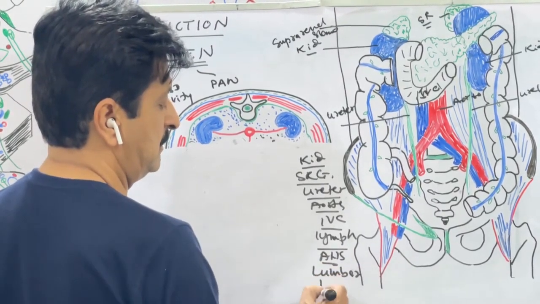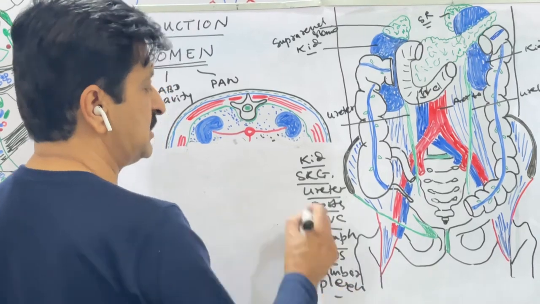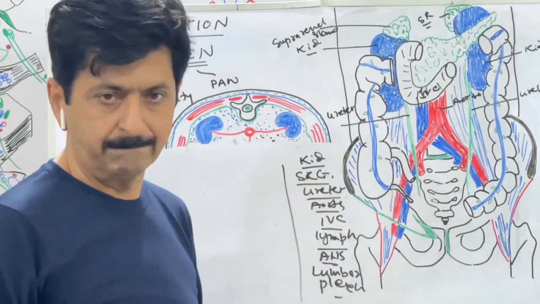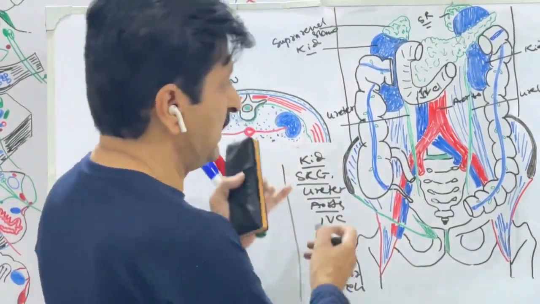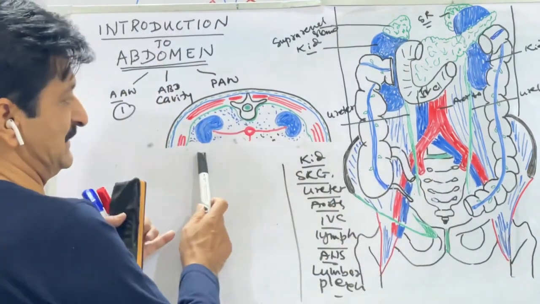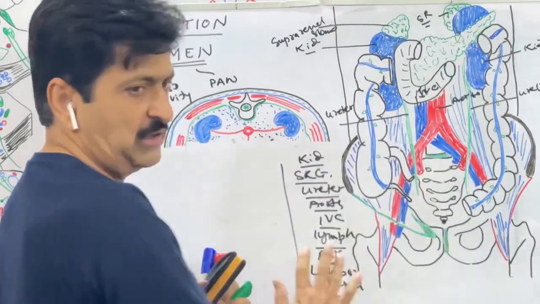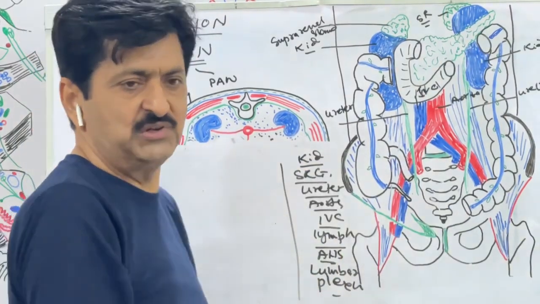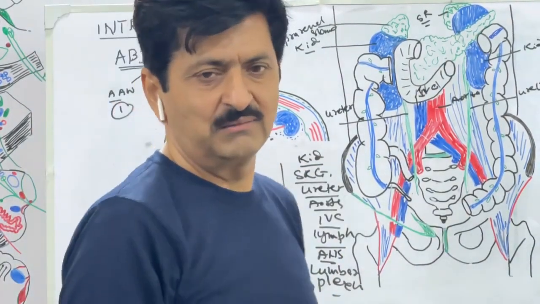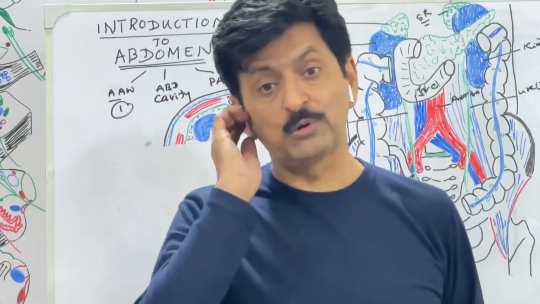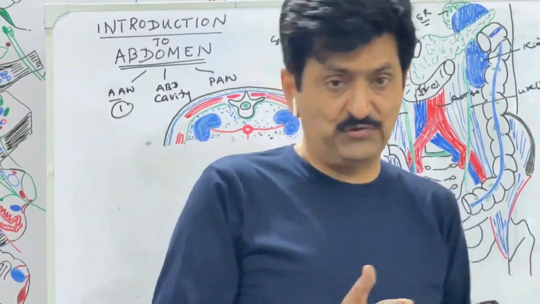These structures we will discuss in the posterior abdominal wall. Most of them are in the retroperitoneum. So you are looking at this structure. And when you remove all these retroperitoneal structures, cleaning them totally, you will see the clean posterior abdominal wall.